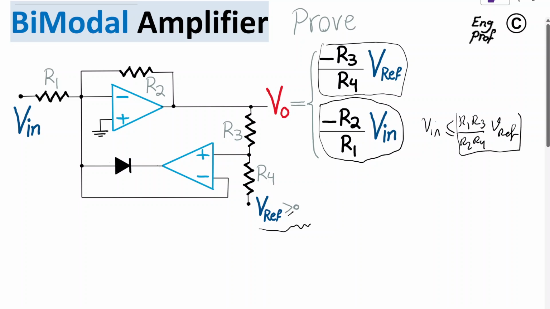Otherwise, meaning if I refer to this voltage as V threshold, then whenever Vin value is greater than or equal to V threshold, then we're going to get the negative R3 over R4 times Vref.